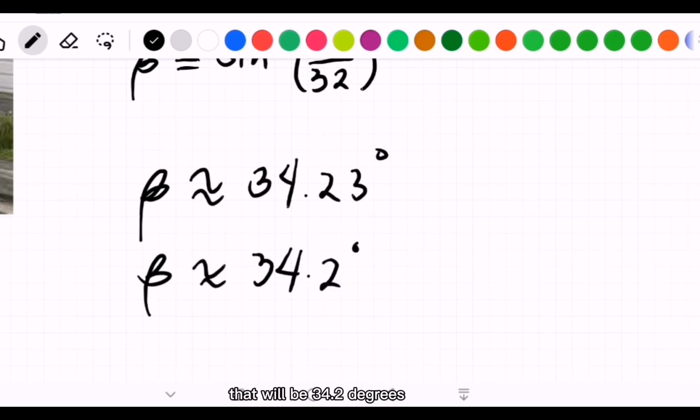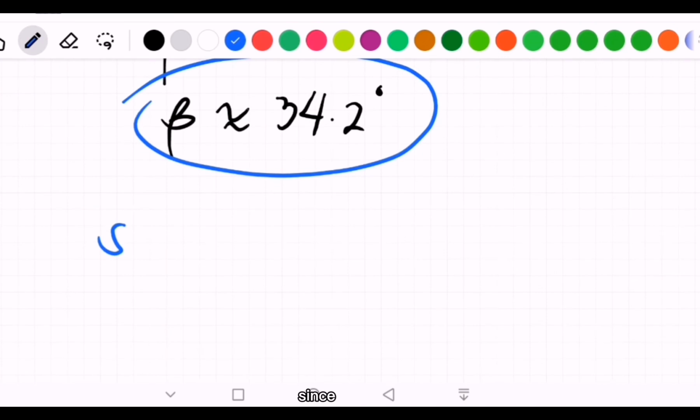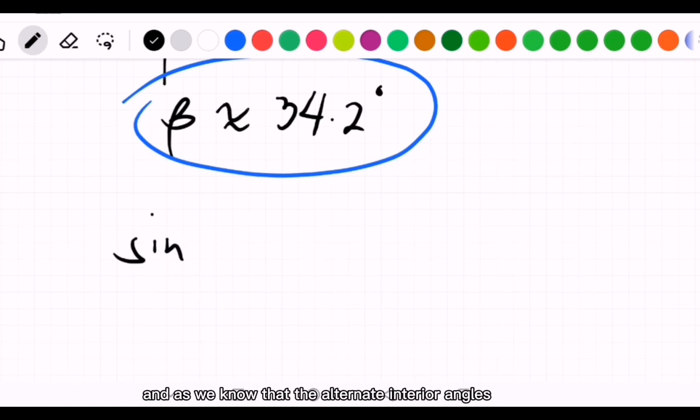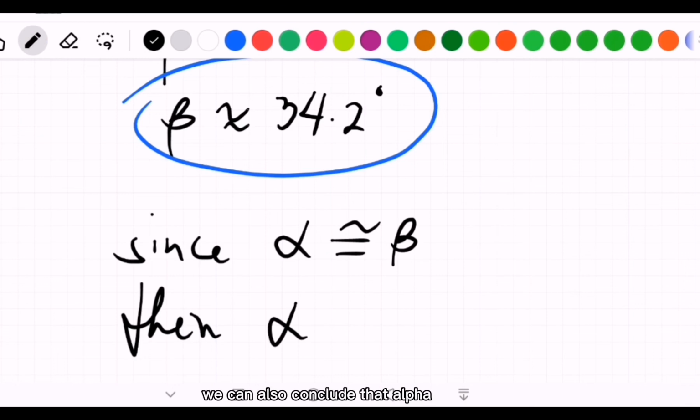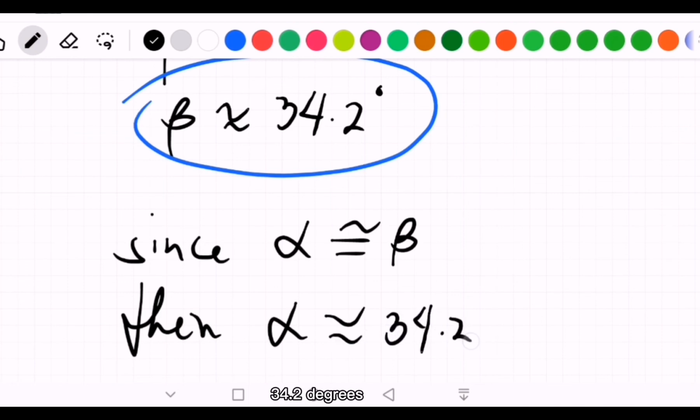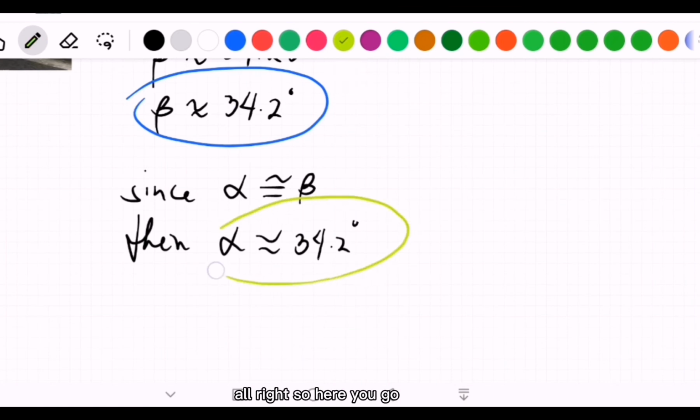Now, since from the very beginning we have applied the concept about two parallel lines cut by a transversal, and as we know that the alternate interior angles, angle alpha is congruent to angle beta, therefore, we could say that if beta is 34.2 degrees, then alpha will also measure approximately 34.2 degrees.